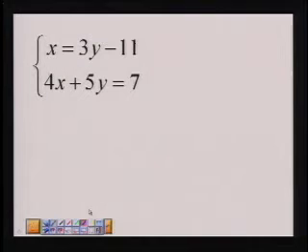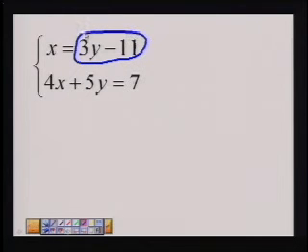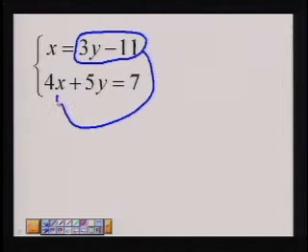x equals 3y minus 11, and 4x plus 5y equals 7. Let's try solving this one by substitution. In this case, I already have a variable by itself. x is by itself in the first equation. So I already am stating that this expression, 3y minus 11, is equivalent to x. So I can substitute that in for x, or just plug it in for x.